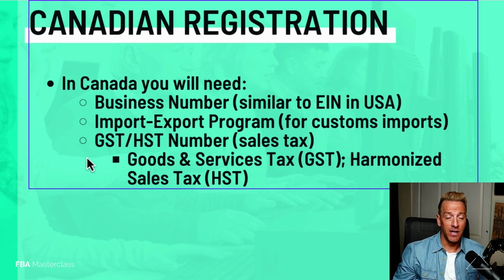In Canada, you're going to need that business number, which is similar to an EIN in the US. You're going to need an import-export number for customs imports, and you're going to need that GST HST number for sales tax. Most of that's going to come from the RC1 form, and then the partners that we recommend for importing into Canada are going to help you with the import-export number. But this is the setup that you're going to need.